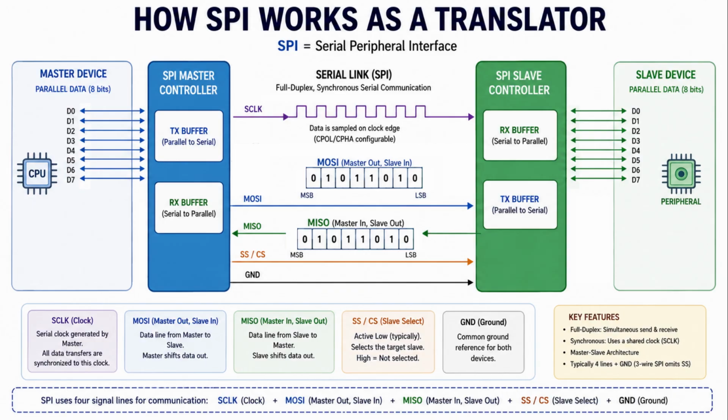One important feature of SPI is that it is full duplex. The master can send data to the slave, while at the same time, the slave sends data back to the master. Both sides shift their data using the same clock. That's what makes SPI very fast and efficient for many peripherals. Normally, we talk about 4 signal lines plus ground. If there is only one slave, the slave select line can sometimes be omitted, giving us a simpler 3-wire arrangement. You will see it in LCD, OLED displays and various other sensors.